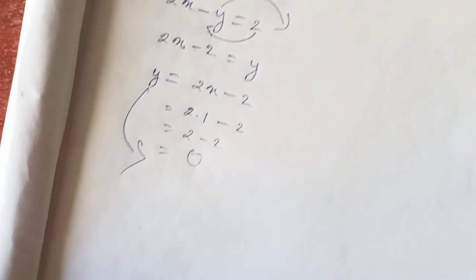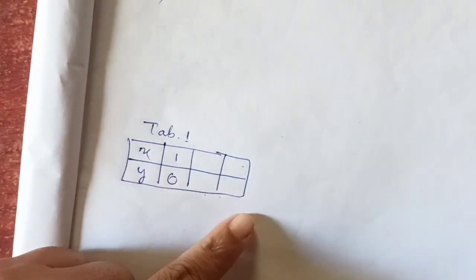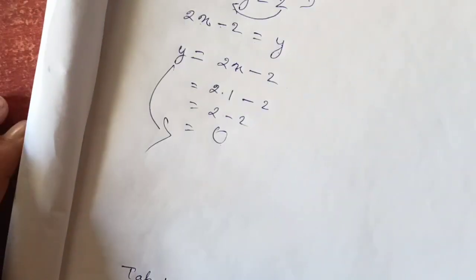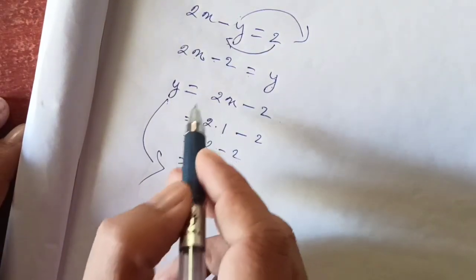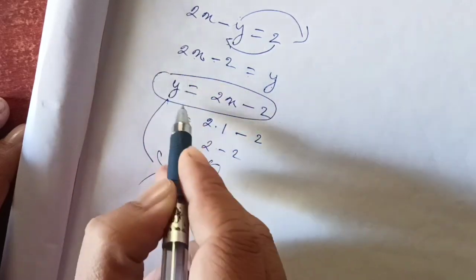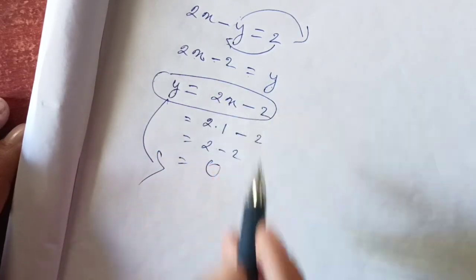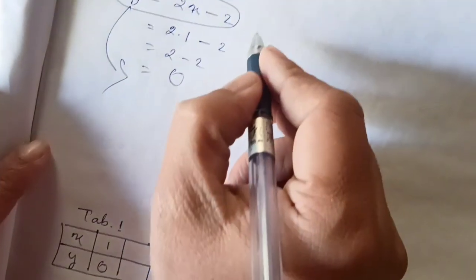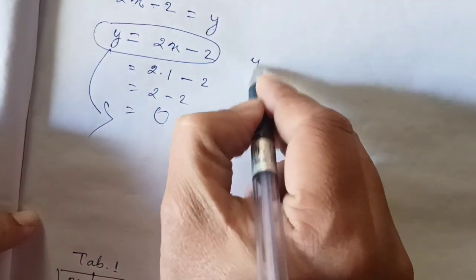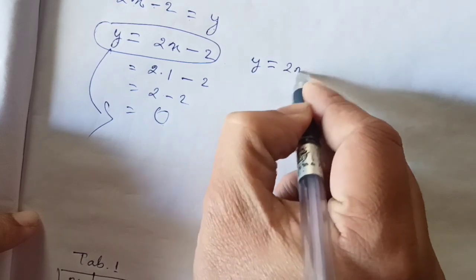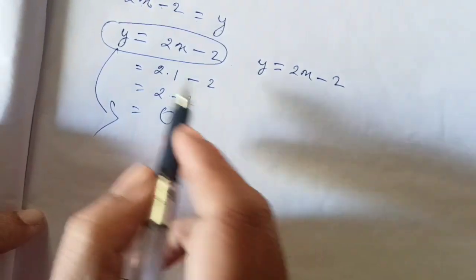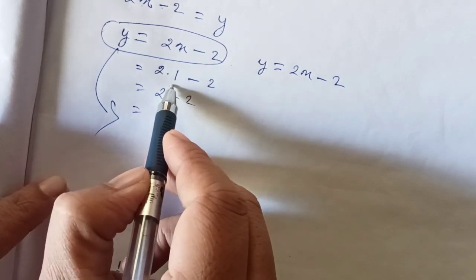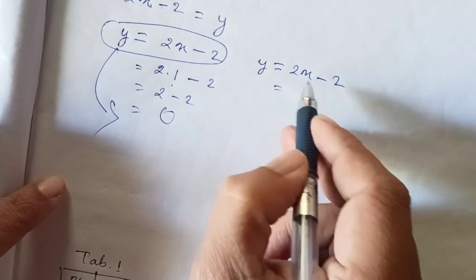If you are confused about how to find the tabulation, look properly, we will do it again. We need to find only 3 values. We should not find more than 3 values. But we should always use this same equation, y equal to 2x minus 2, until we find all the values for this table. Now let us write down again y equal to 2x minus 2. We already used the value 1, so we should not use it again.